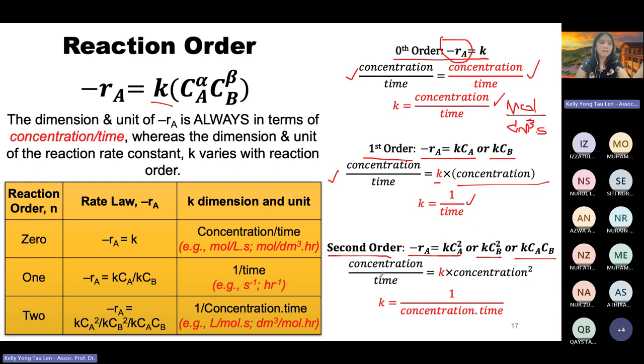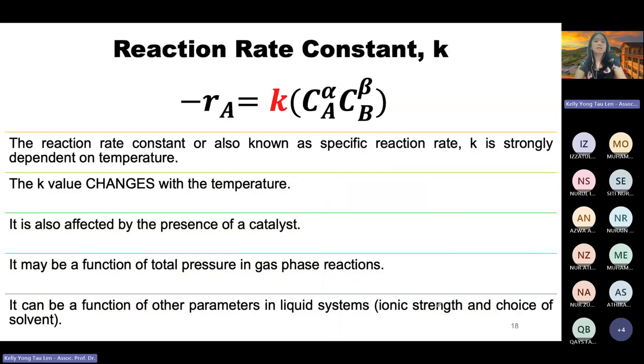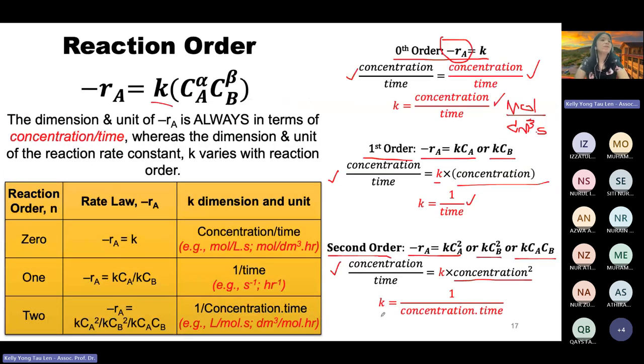Okay. So sebelah kiri, again, concentration per time. Okay, sebelah kiri tak pernah berubah. Sebab tu unit K berubah. Sebab unit kiri tak berubah, unit kanan tu yang akan berubah, right? Okay, so concentration sekarang menjadi kuasa 2. CA kuasa 2, concentration kuasa 2. CB kuasa 2, concentration kuasa 2. CACB, also concentration multiply with concentration is still concentration power of 2. So when you do the unit cancellation, dimension cancellation, you get your dimension of K sekarang satu per concentration time.